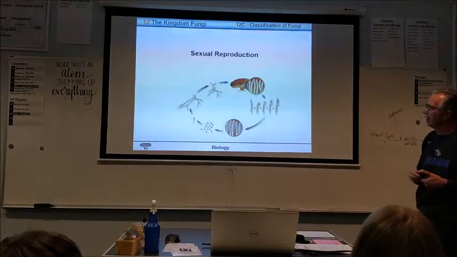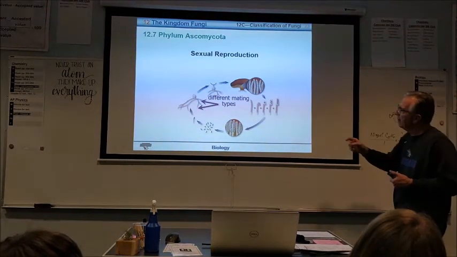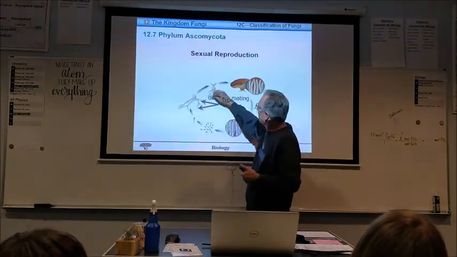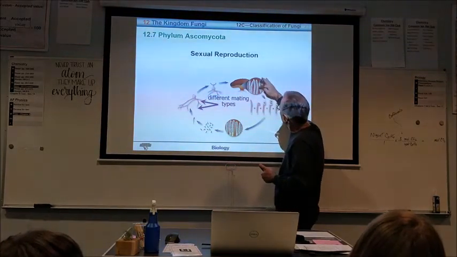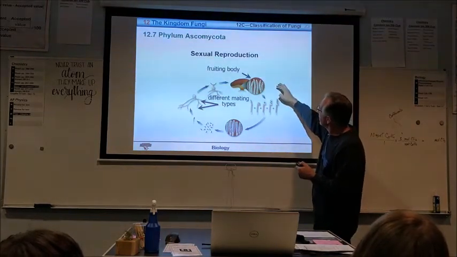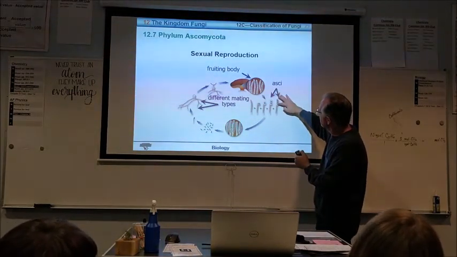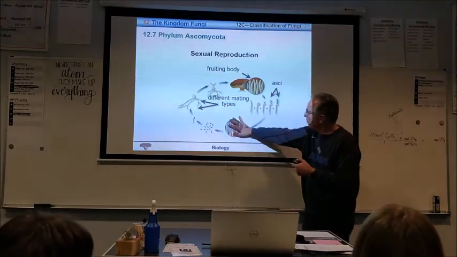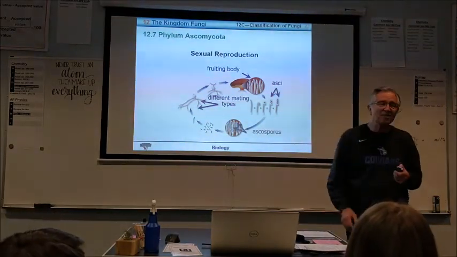So let's look at how that is. The sexual part is right here. We're going to have different mating types again, like we had on the other. They're going to share their genetic material, and they're going to form these asci over here. Eventually you'll have a whole bunch of them like this, and then it will break apart, and each of those structures right there is going to be an ascospore.